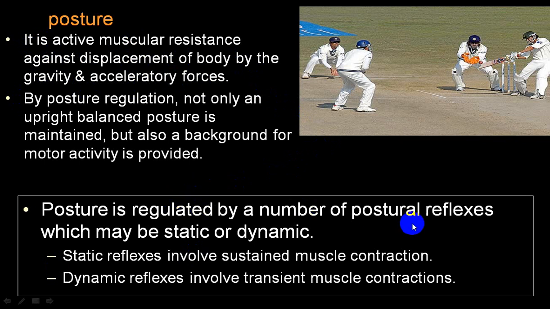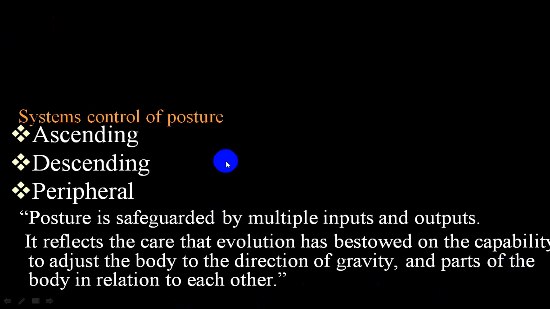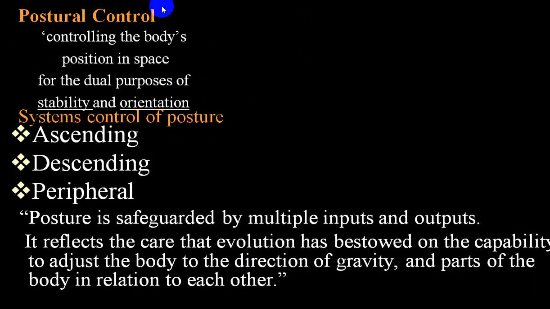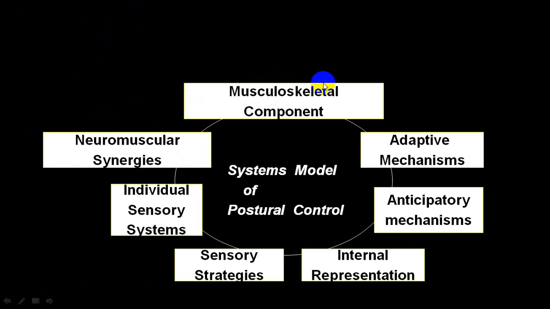So posture is regulated by a number of postural reflexes. There are static reflexes, which involve sustained muscle contraction, and dynamic reflexes, which involve transient muscle contraction. There are ascending tracts, there are descending tracts, and there is the peripheral nervous system. So postural control is controlling the body position in space for the dual purpose of stability and orientation. It will require musculoskeletal component, adaptive mechanism, anticipatory mechanism, internal representation, sensory input, individual sensory system, and neuromuscular synergy. All this is required for postural control.